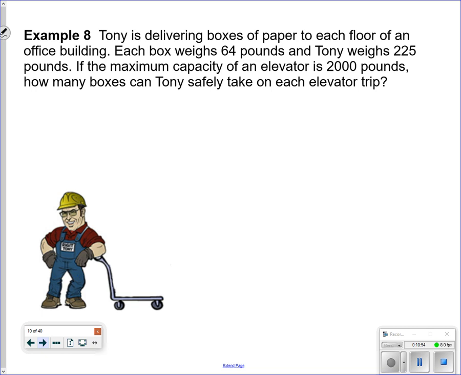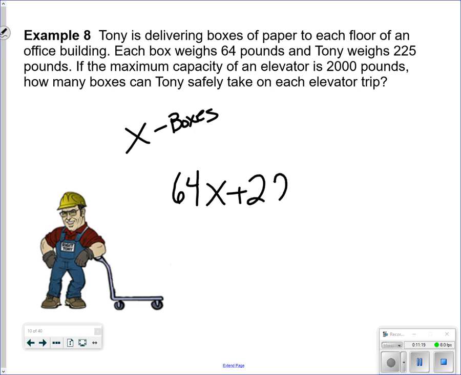Word problems. Tony is delivering boxes of paper to each floor in the office building. Each box weighs 64 pounds. Tony weighs 225 pounds. If the maximum capacity of the elevator is 2,000 pounds, how many boxes can Tony fit in the elevator? So what are we trying to find? Our x, or our variable, is the number of boxes. So it's 64 pounds for each box, plus Tony, so 225. Tony's going to get in the elevator with the boxes. It must be less than or equal to 2,000.